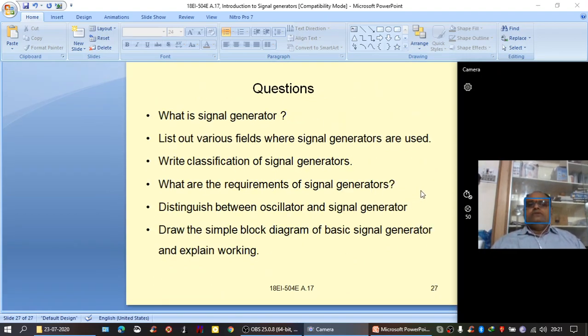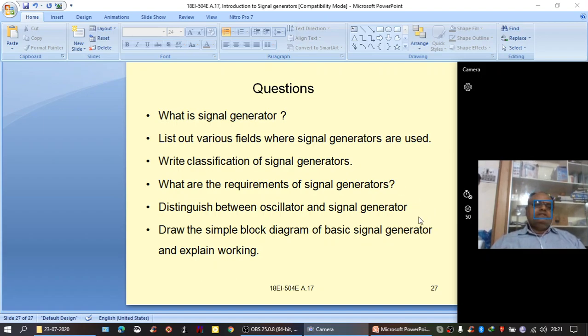Then, what are the requirements of signal generators? Three requirements are there. One is frequency should be known and it should be stable. Amplitude should be known and should be adjustable, and the signal should be distortion free.